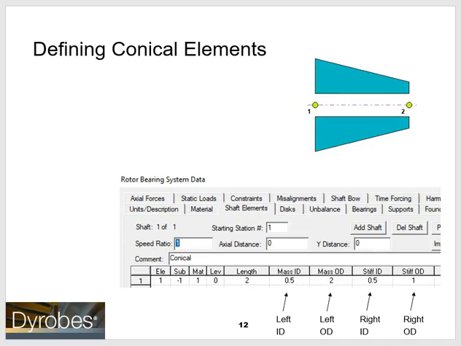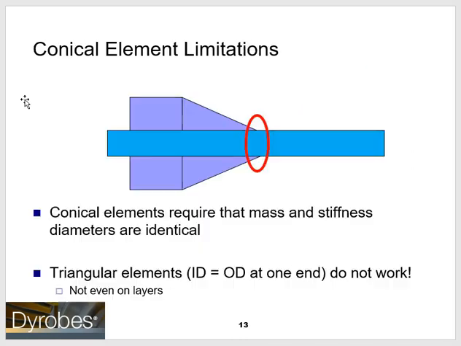Another interesting thing about Dyrobes is that conical elements can be used. To do this, you need to put a negative sign in front of the subelement number to flag that it is a conical element. Once a row has been flagged as being a conical element, the mass and stiffness diameter columns are treated as left and right diameter columns. Because the mass and stiffness diameter input fields are used to define the left and right diameters, a conical element will always have equal mass and stiffness profiles.